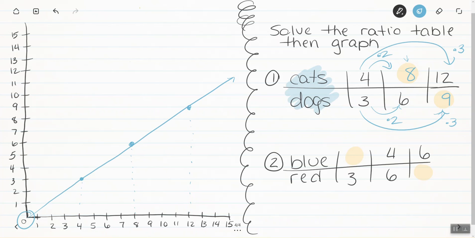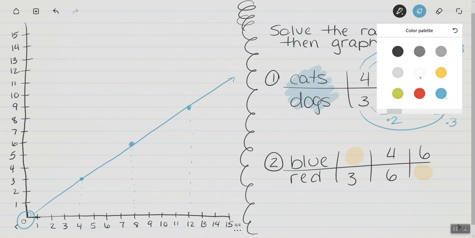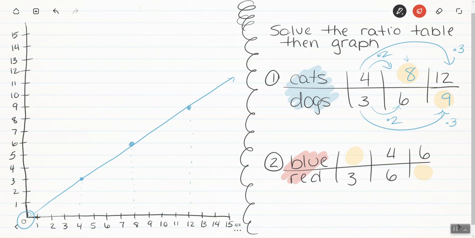So what I would like for you to do, I want you to do number 2. Whenever I do number 2, I'm going to graph it in red. So if you want your closest color to red to do that one, I would recommend that. See if you can use what is given there to fill in the blanks and see if you can try to graph it.